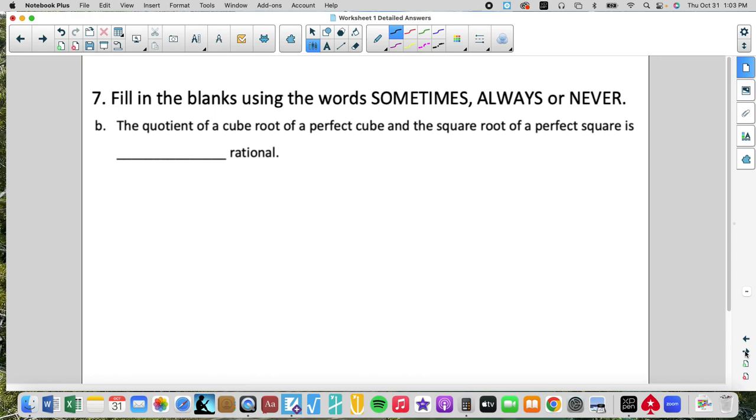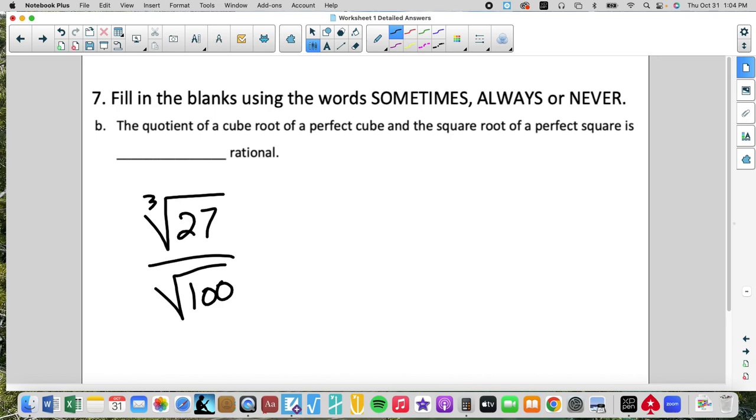Fill in the blanks: the quotient of a cube root of a perfect cube and the square root of a perfect square is rational? Yeah, that should be always.